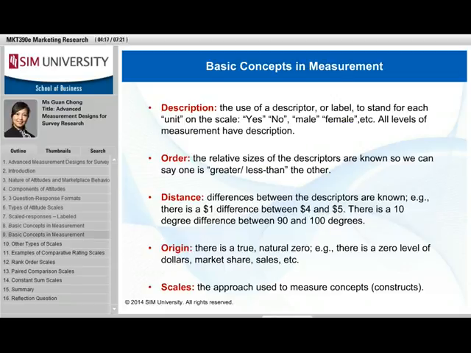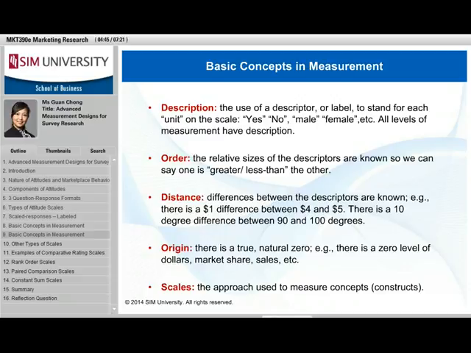Here are some basic concepts in measurement. Description is the use of a descriptor or label to stand for each unit of scales. For example, yes or no, male or female, etc. All levels of measurement have description. Order is the relative sizes of the descriptors that are known so that we can say one is greater or less than the other.